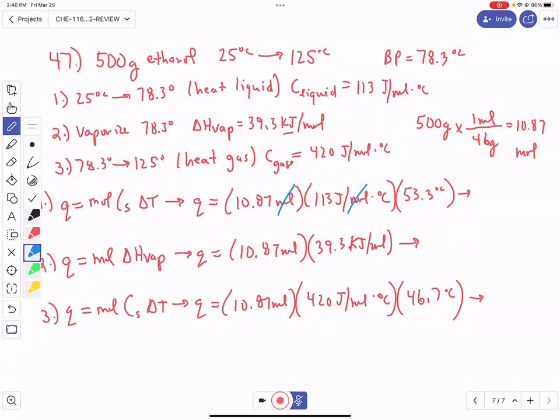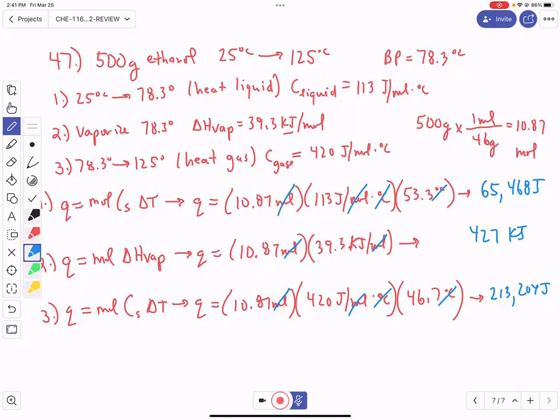Moles cancel, degrees Celsius will cancel, moles cancel here, moles cancel, degrees Celsius. That's good. So everything that's left is just joules or kilojoules. So for the first one, I get like 65,468 joules. The next one, I get like 427 kilojoules. And the last one, it gets huge, 213,204 joules.